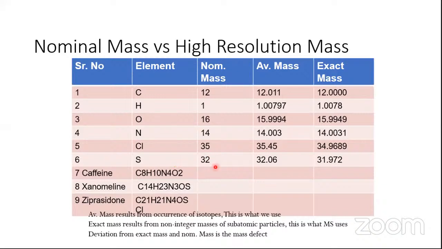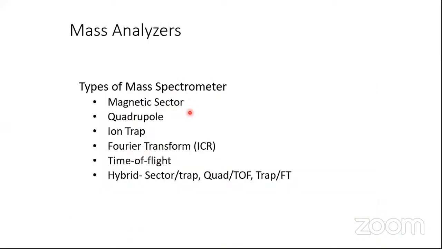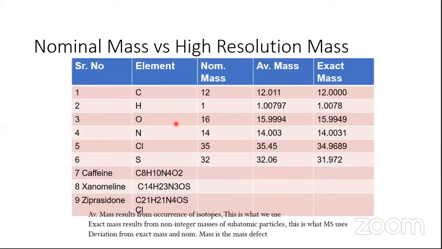So we have to talk about two types of mass analyzer here. One gives you low resolution, the other gives you high resolution. Now, what is the difference between the two? Let us try to understand by this table. These are the elements which are mostly there in all the organic compounds, common elements, and these are their nominal masses in integer.